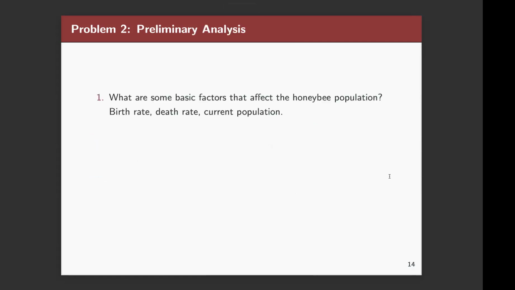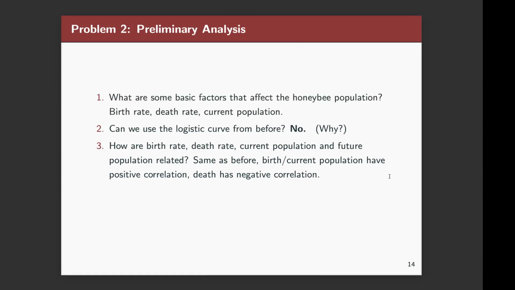And so I'll go over the preliminary analysis quite quickly because we have already done something similar before. We know that it's affected by birth rate, death rate, and also the current population. But the question is, can we use the logistic curve from before? The answer I already gave you here: it's no. Do you think you know why? If you know why, you can say it in the chat. I'll probably wait for another minute.